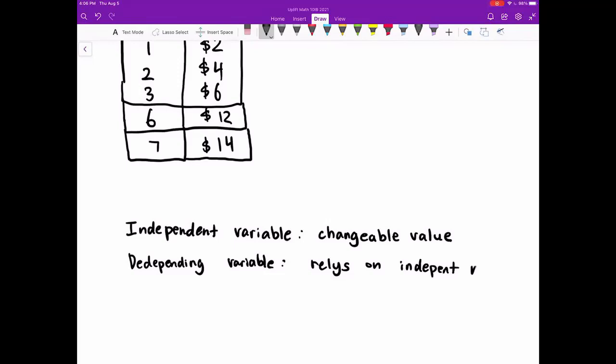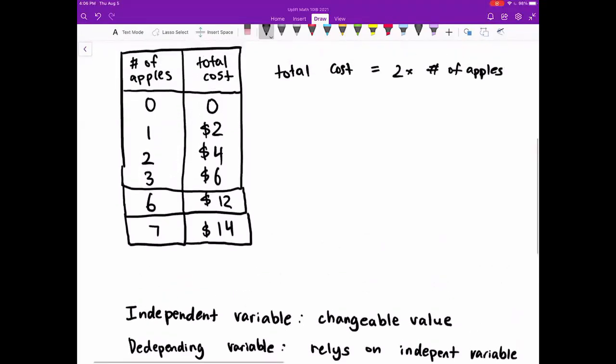For the example above, where we have the apples and costs, we can identify the independent variable, which is the number of apples we have, because we can just pick up more apples or put down more apples. And then the dependent variable will be the cost. We calculate the cost based on how many apples we have. We can't have the cost as an independent variable because it's not that we're paying $12 and somehow have 6 apples in our cart. It's more that we have 6 apples in our cart and we have to pay $12.